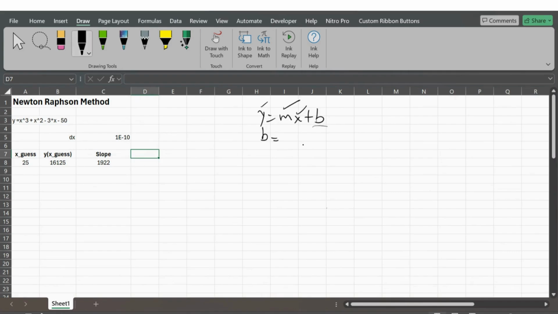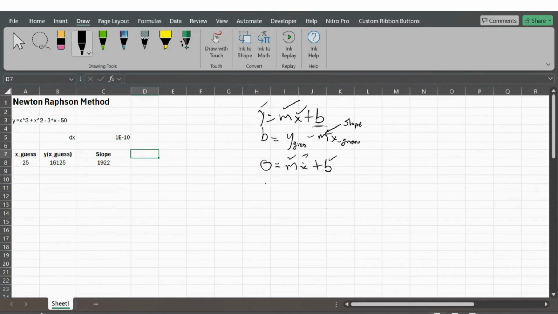And I'm just going to real quick say b equals y guess minus m x guess, where m is that slope that we just calculated. So once we know b, the equation of our line is kind of defined. So we want to find where that line crosses the x-axis, and it crosses the x-axis when y is equal to 0. So if I say 0 equals mx plus b, again, we know the slope. The slope of that line doesn't change. We know b because we just solved for it. X is what we're trying to solve for.